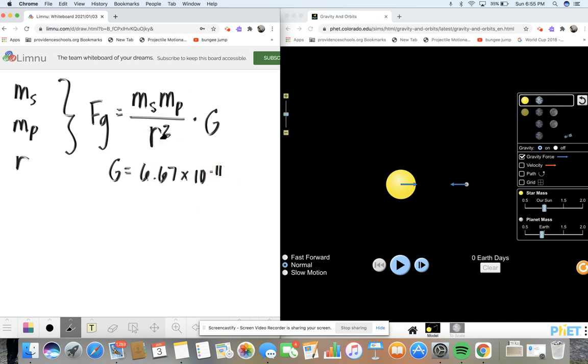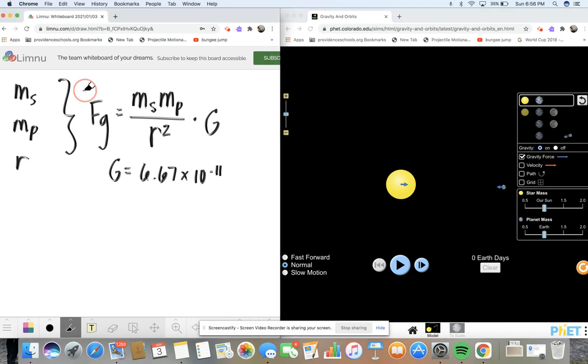Okay, and hopefully this equation kind of makes sense looking at it, because we know that when we have a fraction, if we make the top of the fraction bigger, the entire value will get bigger. So if I make the mass of my star bigger, my force of gravity should get bigger, and we see that happening over here. Same thing, if I make the mass of my planet bigger, force of gravity also gets bigger, and when I make it smaller, that force of gravity gets smaller. And when I make my r value bigger, when I move these farther apart, that force of gravity gets smaller. So that makes sense because our r is on the bottom of our fraction.